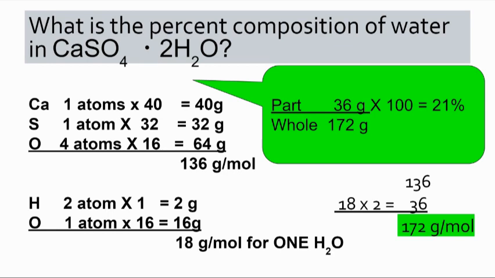Thus, if we're 21% water, the anhydrous part of this compound would have a percent composition of 79%, because the 2 should always add up to 100. So we don't have to do the calculation. We always could. We could take 136 divided by the whole of 172 times 100, but we should be able to confirm that it's 79% anhydrous compound and 21% water.